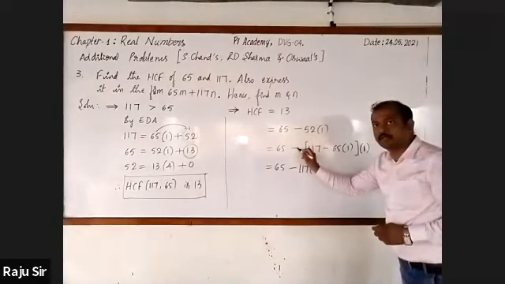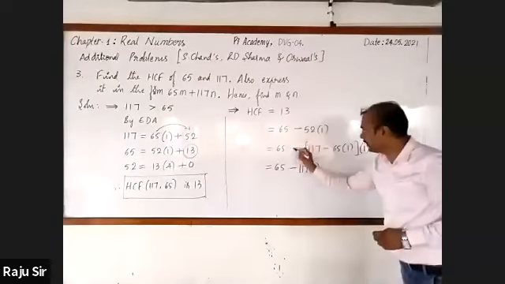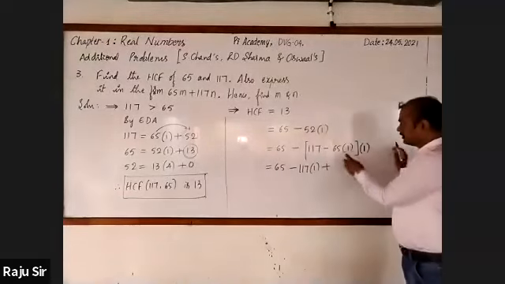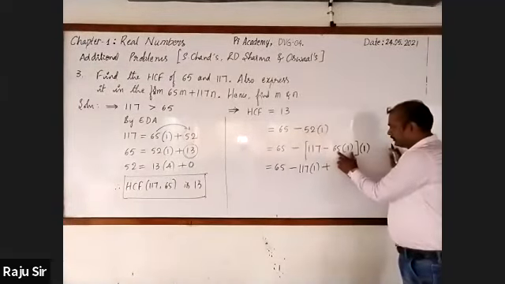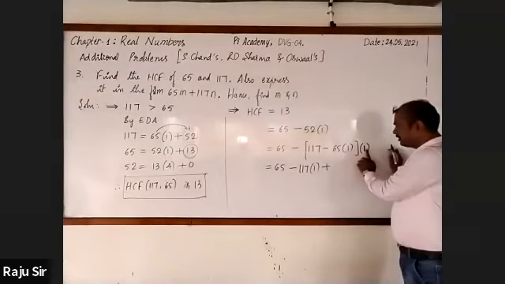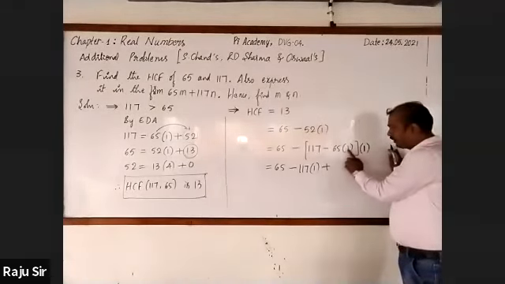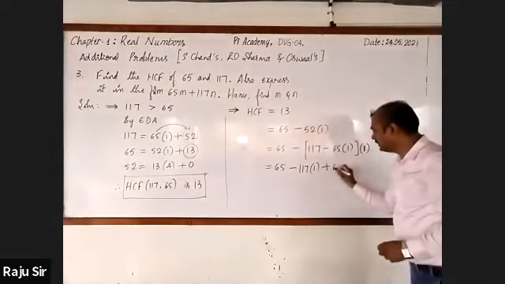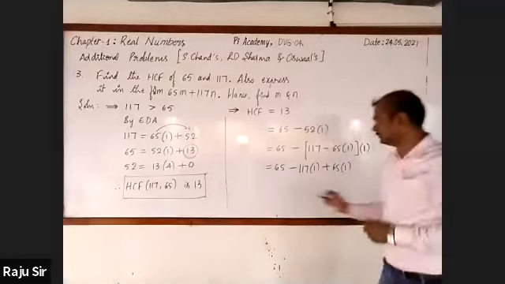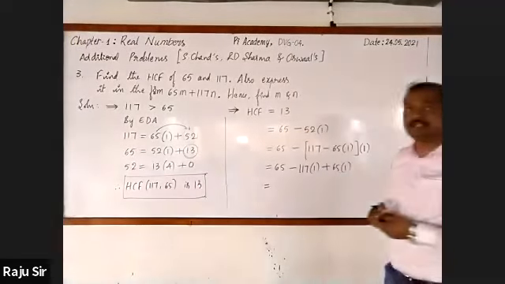Now, again look at the board. Minus into minus is plus. Observe it. Here 65 1 times. Outside the bracket 1 is there. 1 into 1 is 1 only. Hence we can write 65 1 time. Now this is equal.